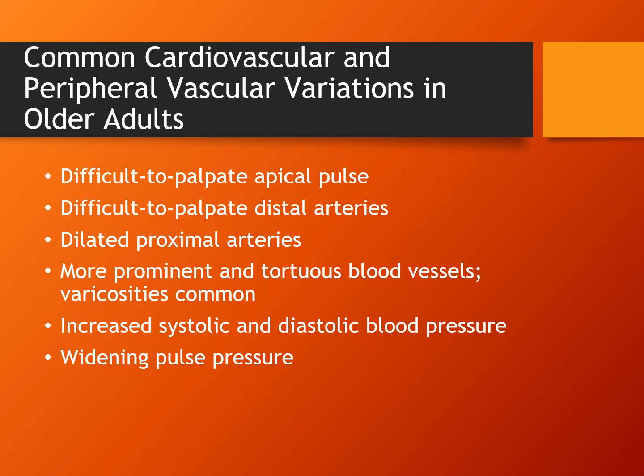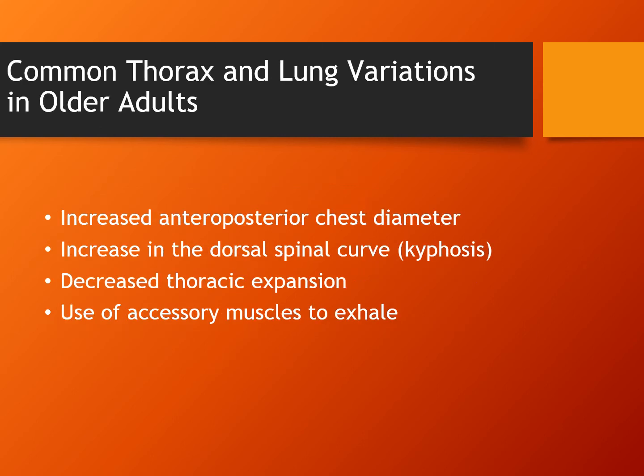Just a mention on some of the different variations in the older adult. You may have a difficult time palpating pulses and finding distal arteries, especially if you're doing pedal pulses. They might have varicose veins, lots of spider veins, easily bruised. They might have an increased blood pressure, and their pulse pressure tends to be a little on the wider side.